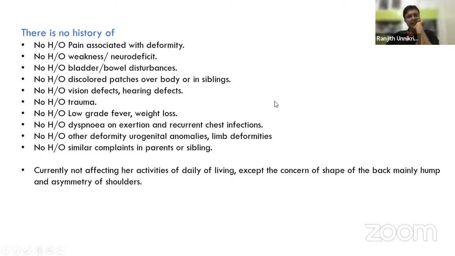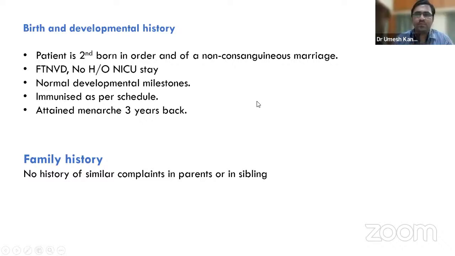Let's go ahead. Birth and developmental history. Patient is second born in order and born of a non-consanguineous marriage. She is born of full-term normal vaginal delivery with no history of NICU stay. Normal developmental milestones. Immunized as per schedule, and the patient attained menarche 3 years back. There is no history of similar complaints in the parents, coming to family history.